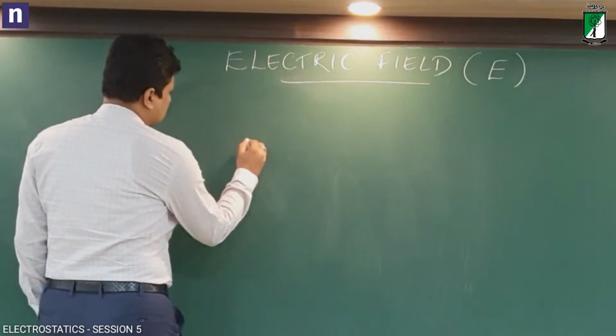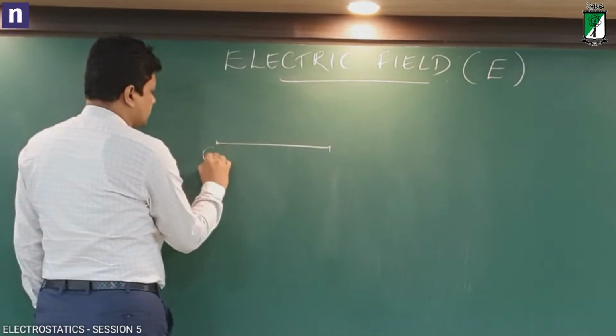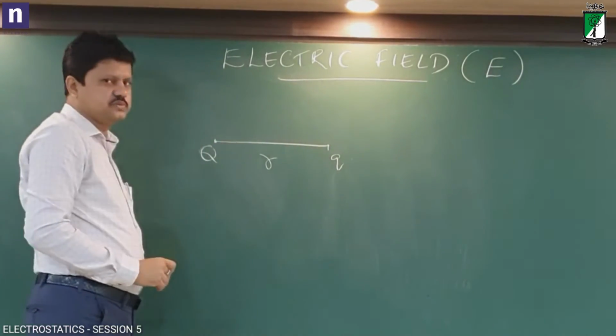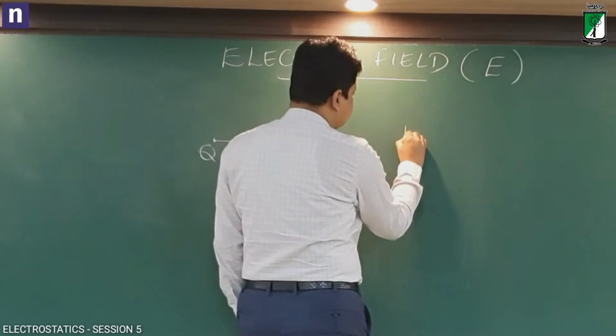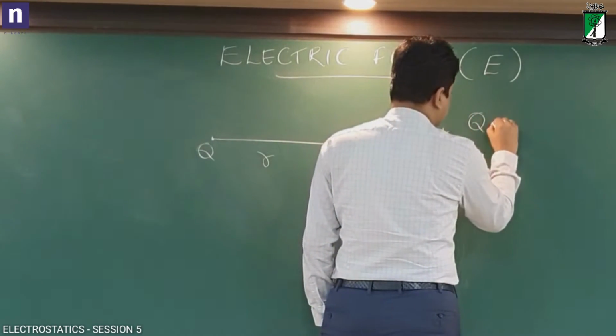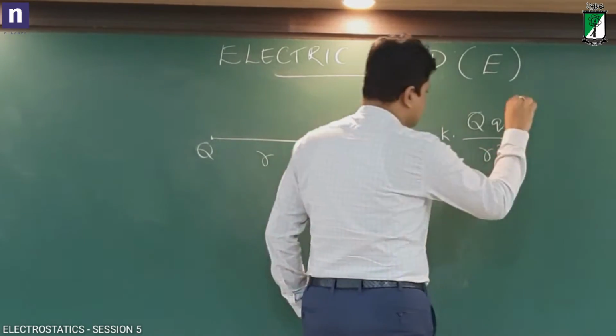Now think of two charges, same thing. So capital Q, small q. So small r is the distance between them. What is the force between them? So you know that it is K into Q divided by R square.